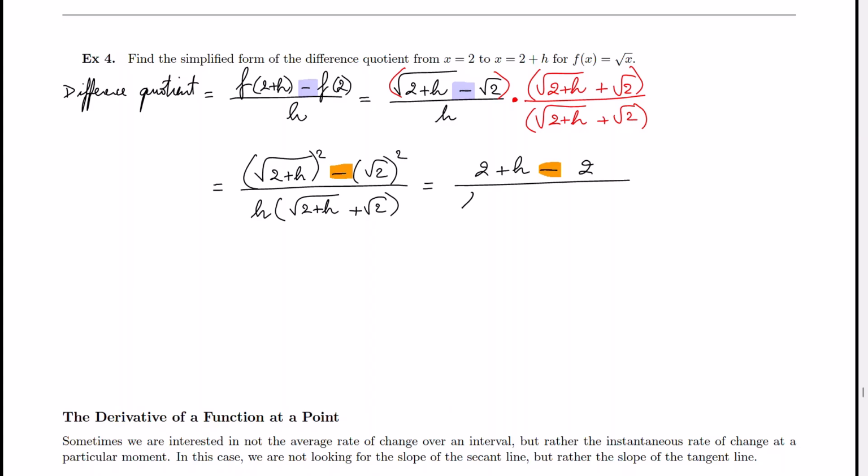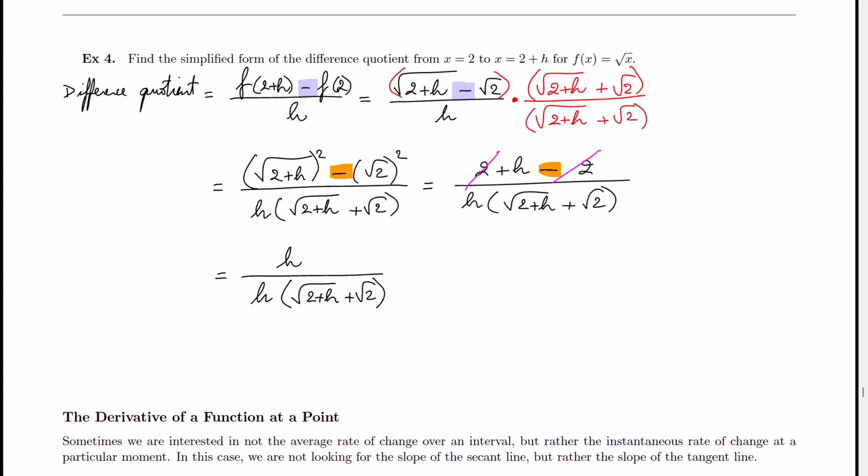And again, the denominator, we just copy it as is. We're not going to change the denominator right now. Okay, so I'm seeing a 2 minus 2 on top, so I'm going to get rid of them. And what I end up with is just h on the numerator, all divided by h, again, times 2 plus h plus the square root of 2 on the denominator.